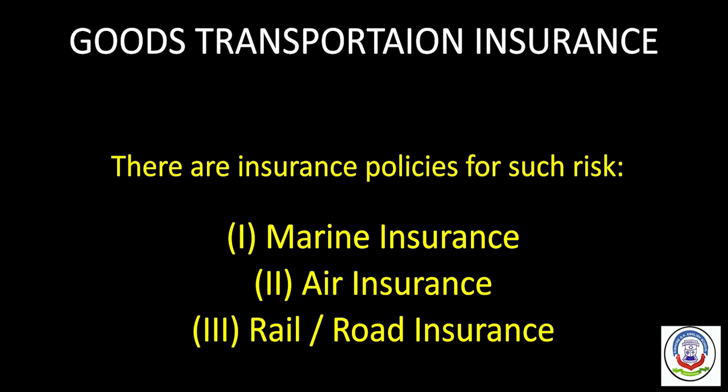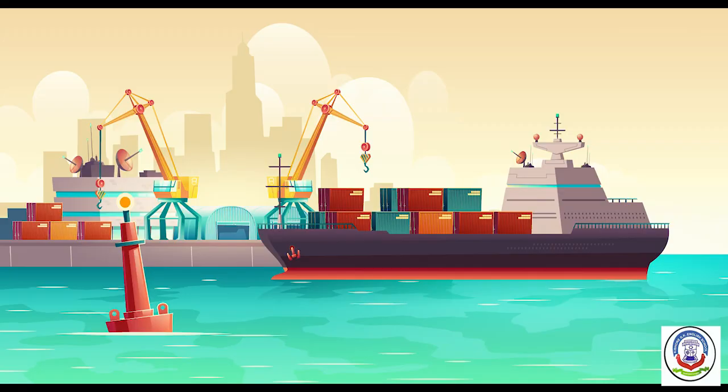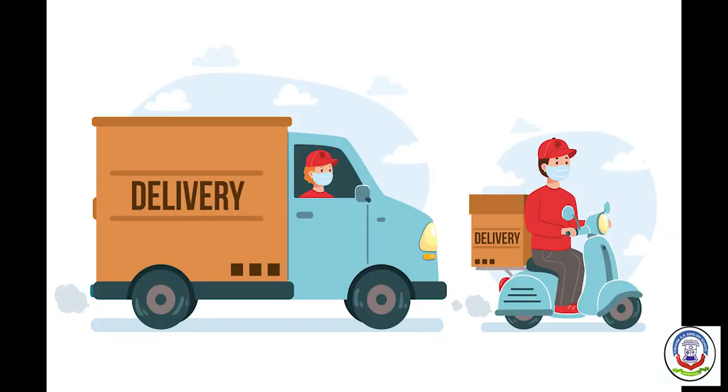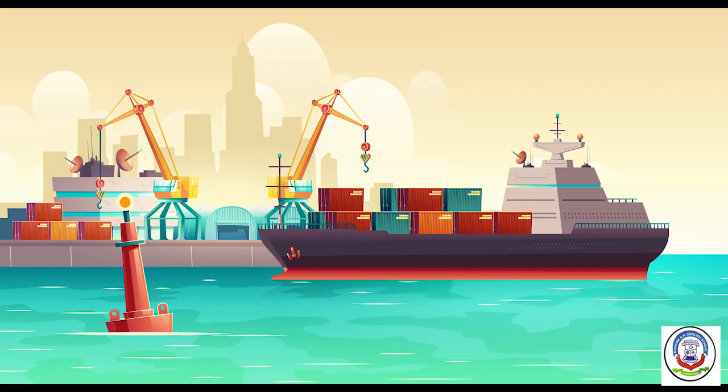There are three ways in which goods transportation is done. First one is marine transportation, second one is air transportation, and third one is road transportation. If marine transportation is used, at that time marine insurance is taken.